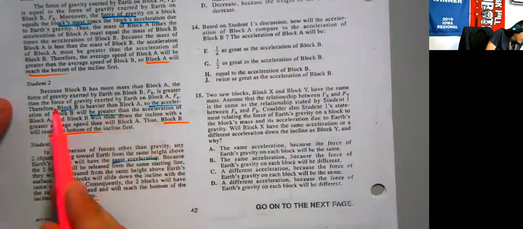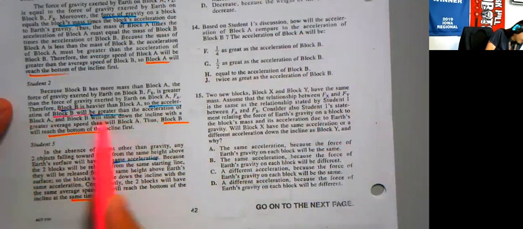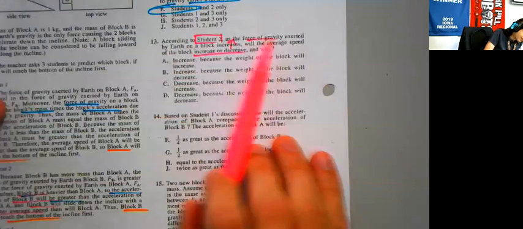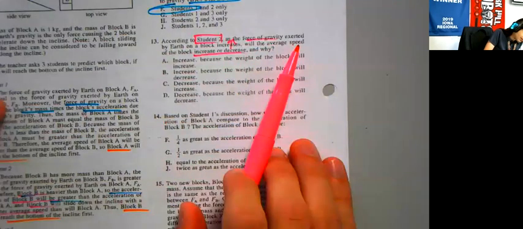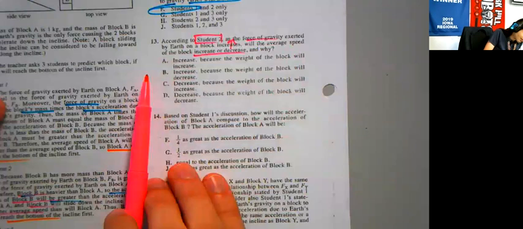All right. Block B is heavier, so the acceleration will be greater, and block B will slide down with a greater average speed. So as the force of gravity increases, the average speed will increase because the weight of the block will increase.